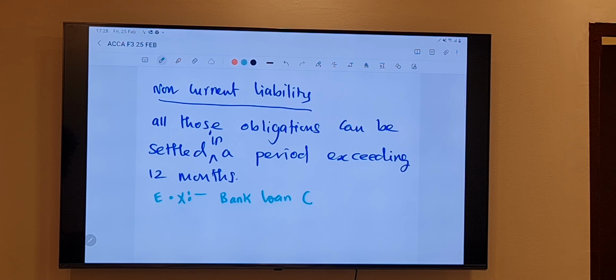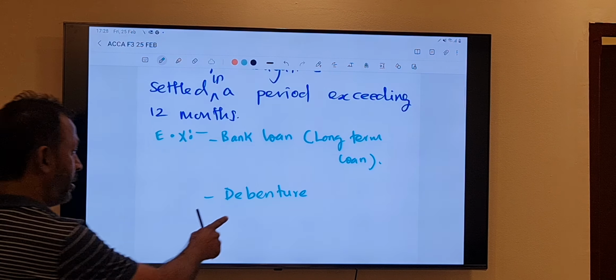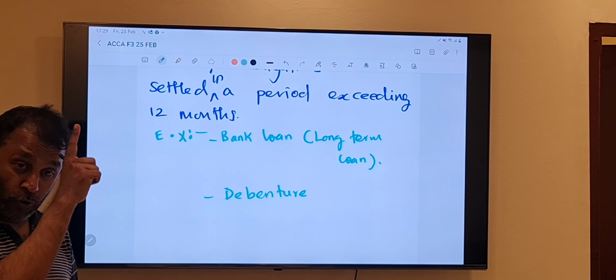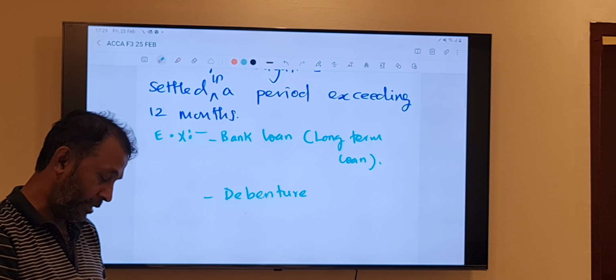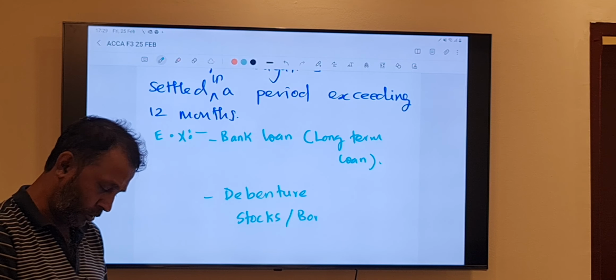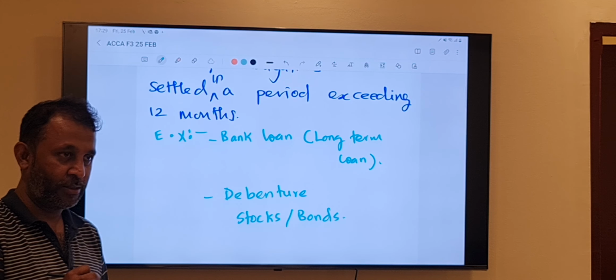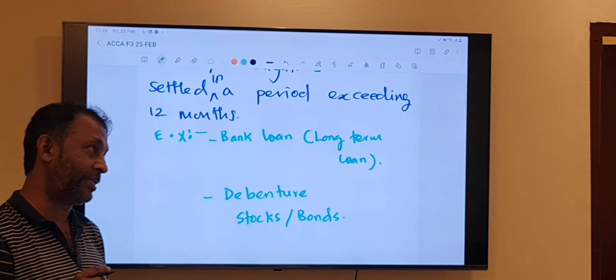Sometimes we call it long-term loan also. They use the different word, long term loan. We also have debenture. In the UK, in British English, they use this word. But in the US, they use stocks and bonds. Not James Bond. Debenture is like this, brother.